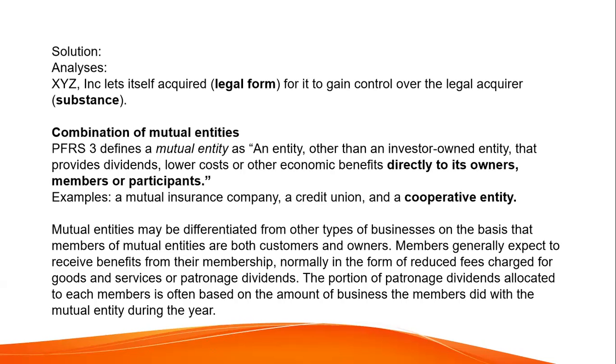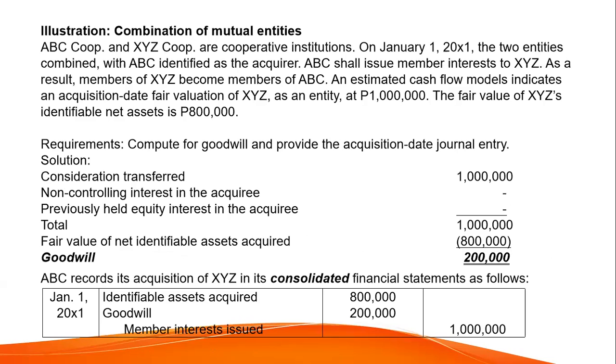Okay? So that is an illustration on reverse acquisition. Now let's again recall our objectives for this module. Number 1, compute goodwill by using various methods. Number 2, define and illustrate reverse acquisition. And the third is illustrate combination of mutual entities in relation to business combination.